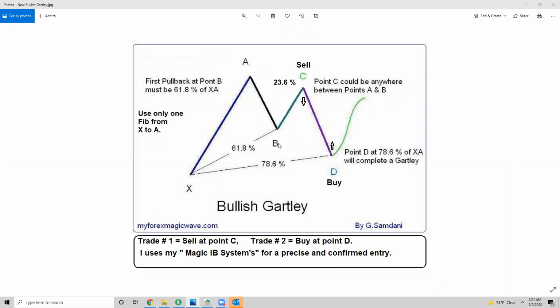It's X, A, B at 61%, C, usually it goes back to the 23% line, but it is okay as long as it is between A and B, right? And then from there, it drops all the way to 78%, where the pattern is completed. And from there, it bounces. The idea is to catch this bounce, right?